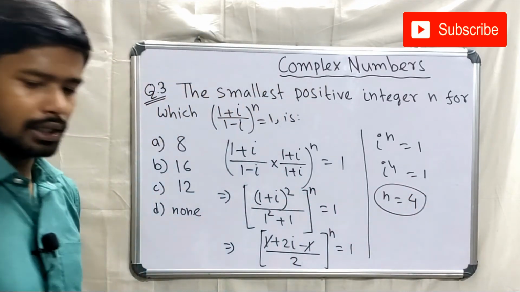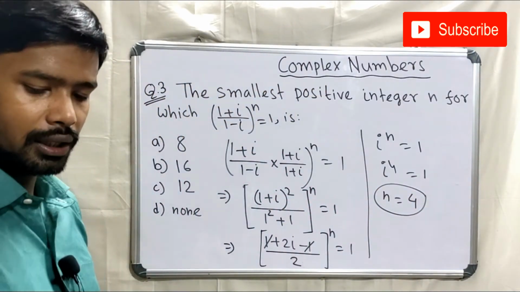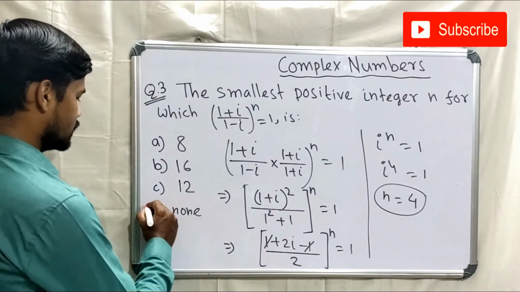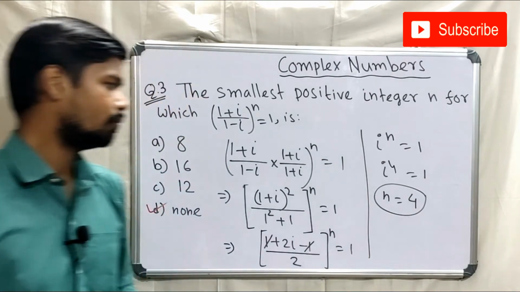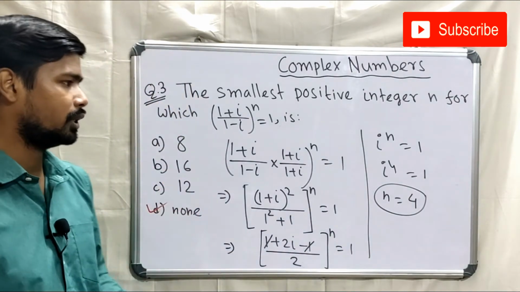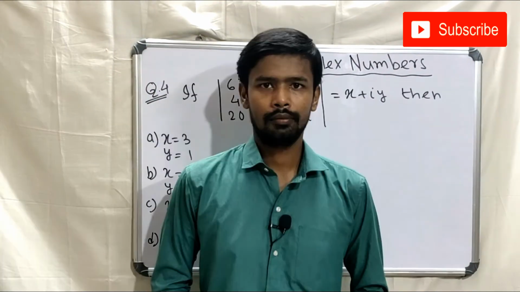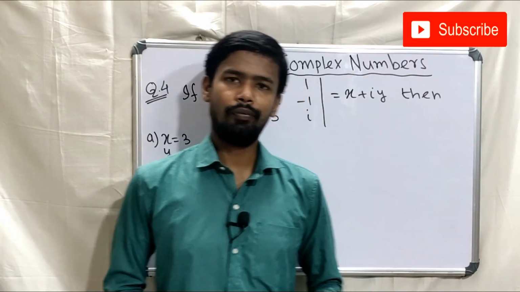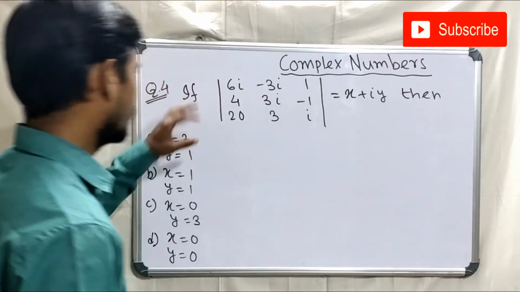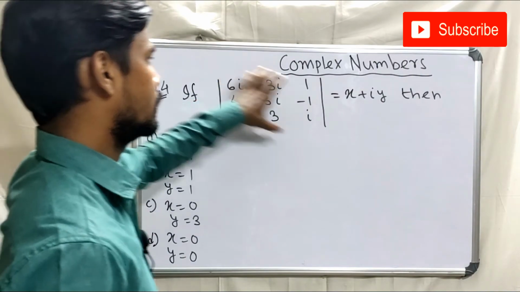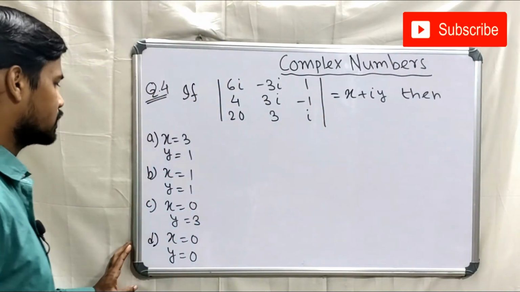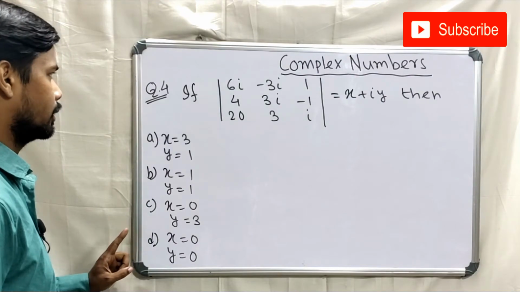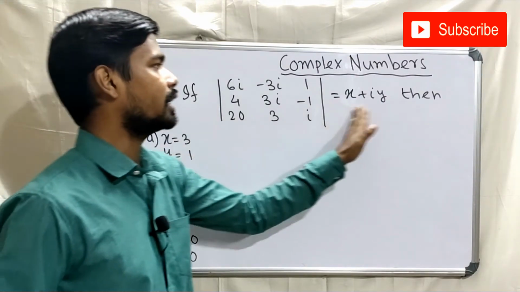In this case, the final answer is option D, that is none of the above, because here the value of n is 4. So this was problem number 3. Moving on to problem number 4. It is given that if the determinant of this equals x plus iy, then which of the following options is correct? So we have to find out the value of x and y.